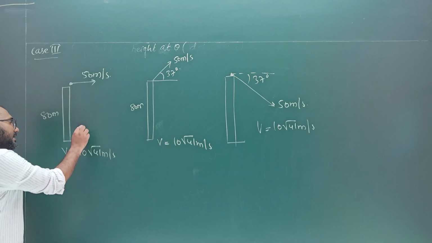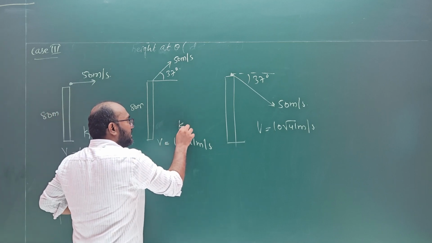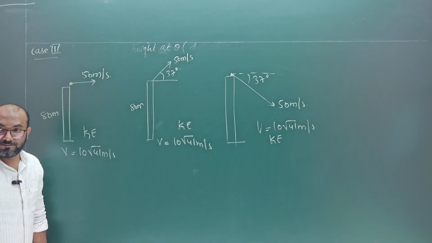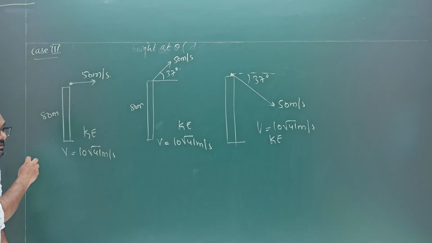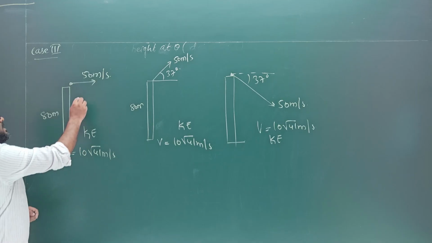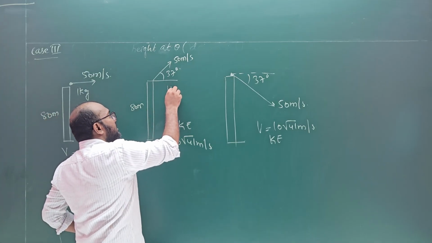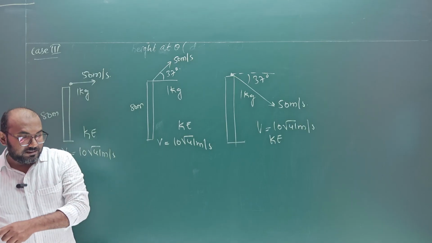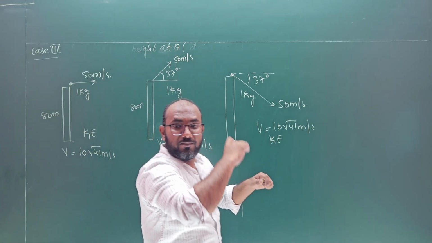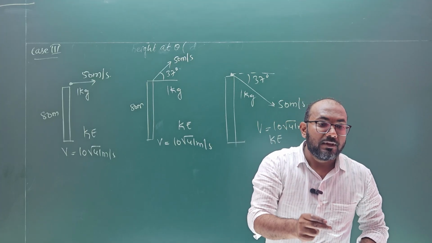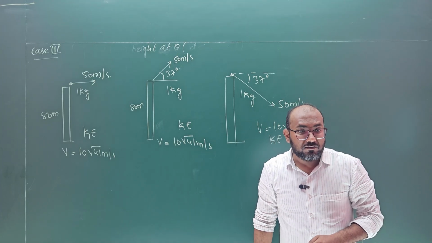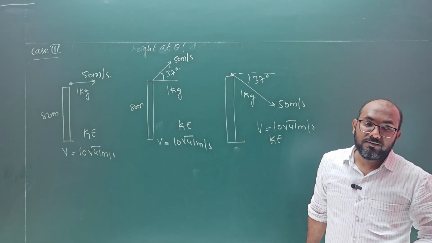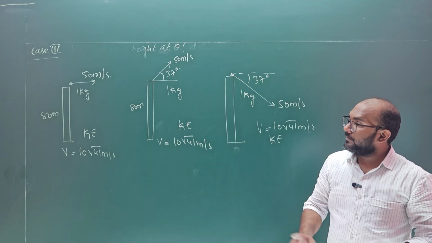Can I say that the kinetic energy here and here, when it is hitting the ground, is the same? If I consider the same mass, here mass is 1 kg, here also 1 kg, here also 1 kg. Either you throw in the horizontal direction, project in the upward direction, or throw in the downward direction, one thing is the same: whenever it is hitting the ground, the kinetic energy and the final velocity remain the same. Got my point? Explain this yourself.